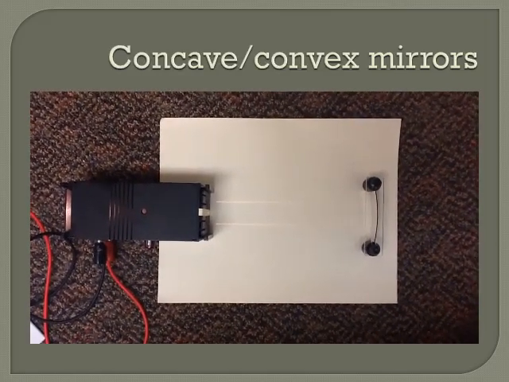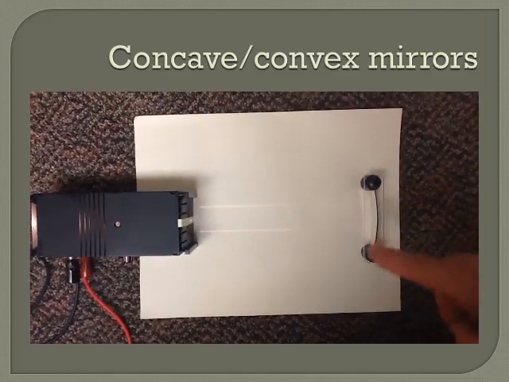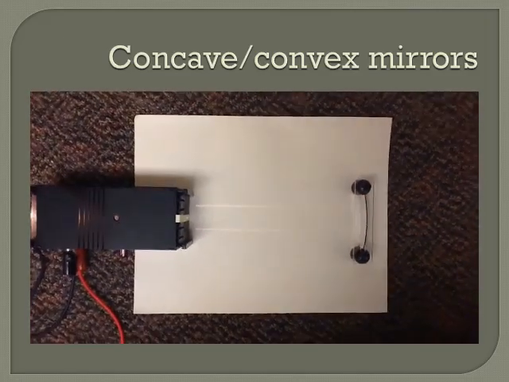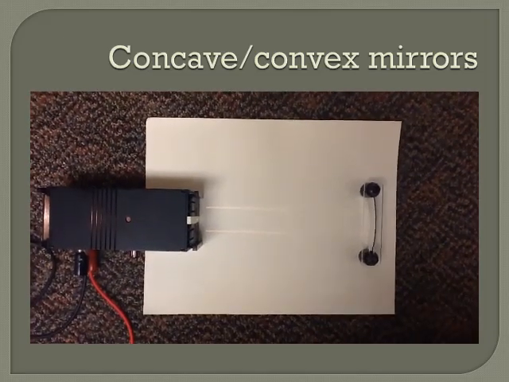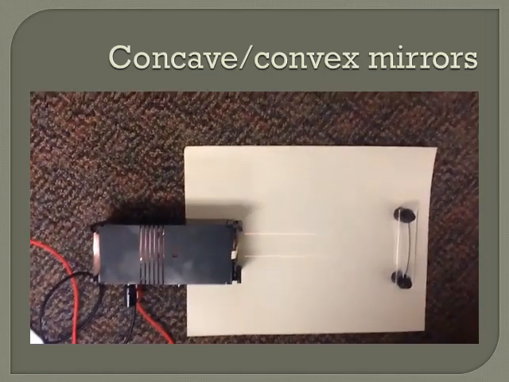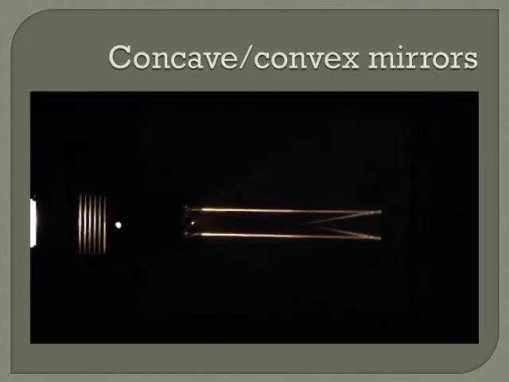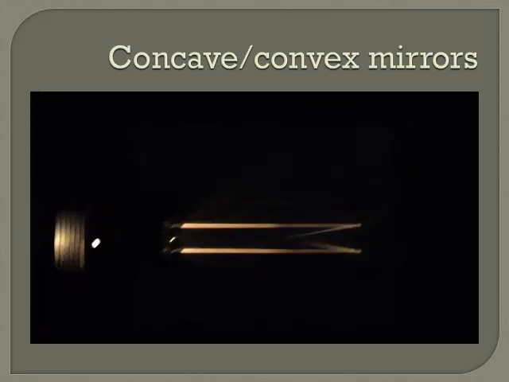Okay, so this time, instead of having a plane mirror, we have what's called a concave mirror. Notice that this mirror has a bend to it, slightly bent, and I've got a light source that's producing two beams of light. Turn the overhead lights out and you can see that a little bit better. And what you'll also notice is that when the beams of light hit the concave mirror, they converge.